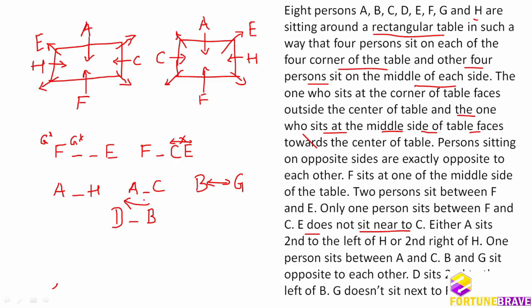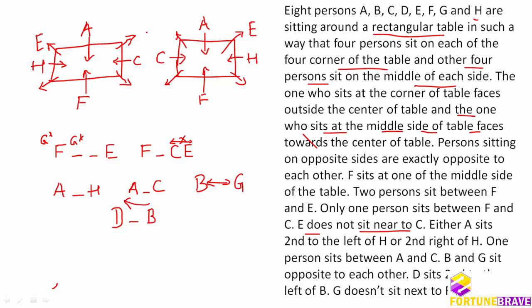So B and G are opposite, only here. But D and B, with one place between, B can come here. So B is left. If I take B here, left will be this side. So D has to come here. So if I take B here, then D has to come here, and it will not solve the question. So G should not come near F. So where do I have to put G? I have to put it here.